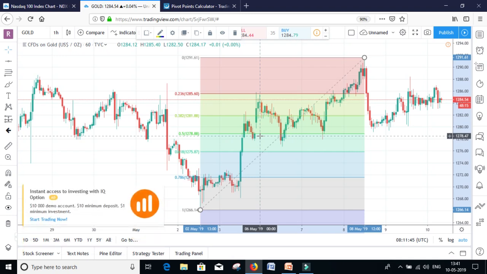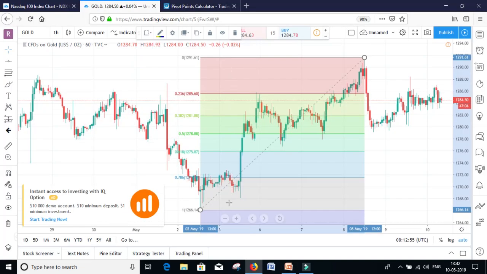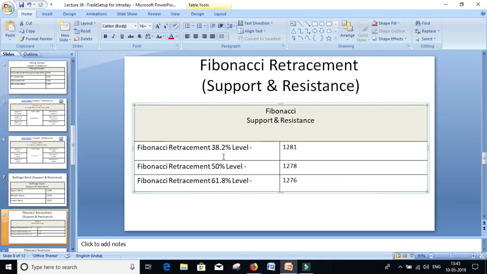So we write down the figures along with the percentages. The levels of 38.2%, 50% and 61.8% act as good support for this upward move. The Fibonacci retracement 38.2% level is 1281, considered to be a good support. Then Fibonacci 50% is 1278 and Fibonacci 61.8% is 1276. So by considering this, we can easily identify the major supports.